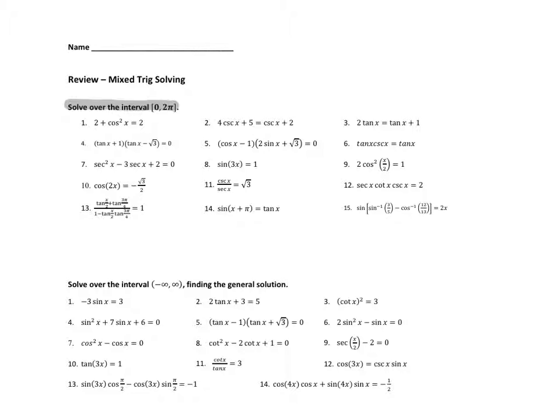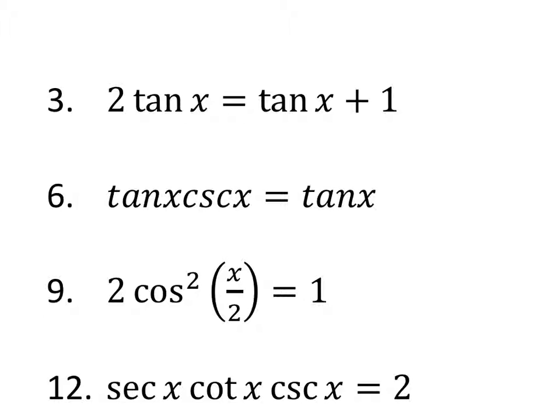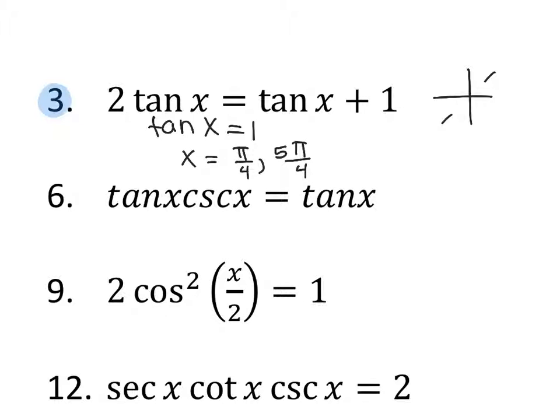Now let's work on number 3. 2 tangent x equals tangent x plus 1. The first thing I want to do is move all the tangents together. So if I subtract tangent x, that's going to give me tangent x equals 1. Now, the tangent is positive in the first and the third quadrant, so that will tell me that x could either be pi over 4 or 5 pi over 4. Since I'm solving from 0 to 2 pi, these are the only two solutions from 0 to 2 pi.